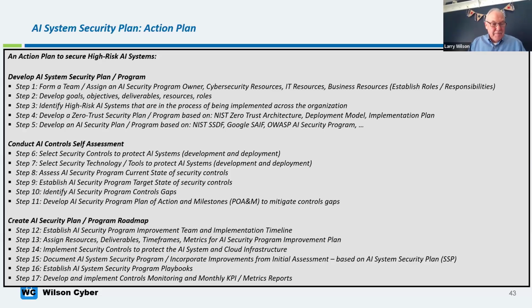And then finally, we want to create the program roadmap: establish a program improvement team, implementation time frame, assign resources, deliverables, and metrics, implement the security controls, document the system plan, and incorporate improvements from the initial assessment based on the system security plan. Establish program playbooks for the technologies and the tools that you use to implement those security controls. Make sure you have playbooks that show how they work, and develop and implement controls monitoring and monthly KPI metrics. So that's really it.